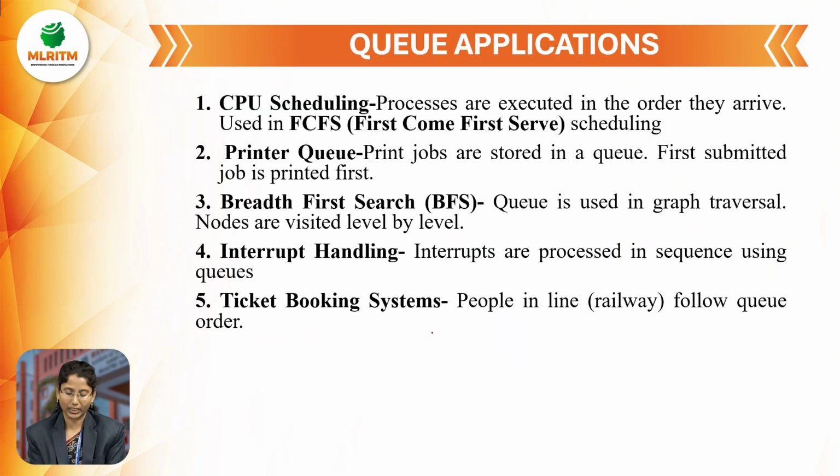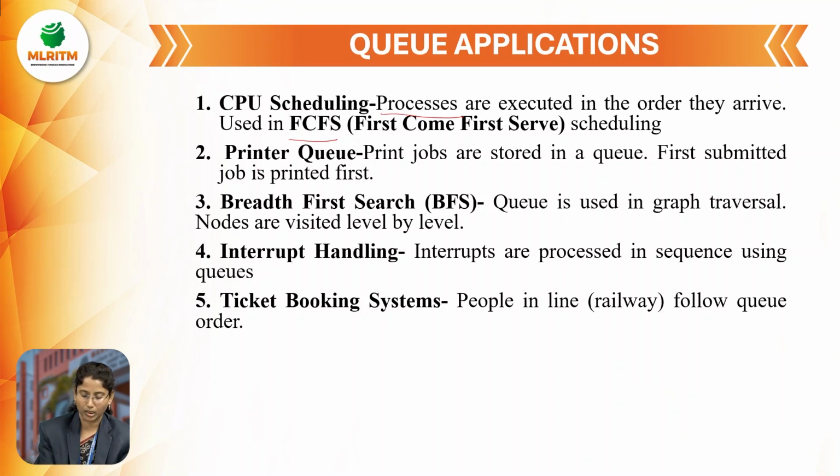Next is queue applications. The first application is CPU scheduling, where the processes are executed in the order they arrive. It is mainly used in first come first serve. As we know, CPU scheduling is for executing the processes, so the queue data structure is mainly used in the first come first serve scheduling algorithm.